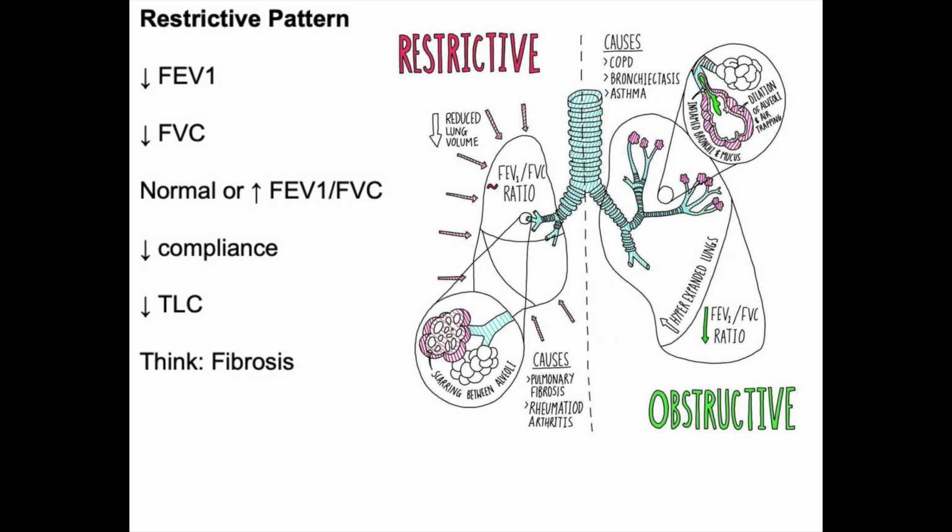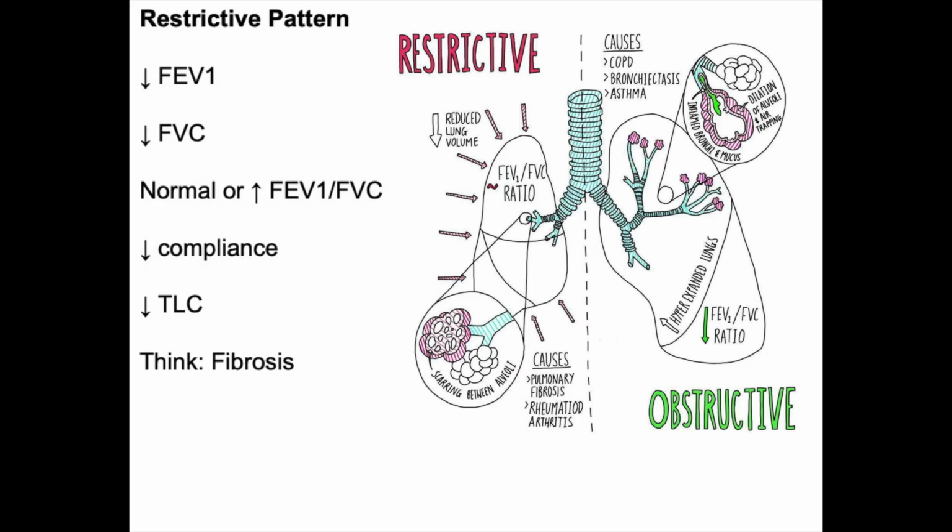Okay, so restrictive disease is fundamentally different. Here the problem is not airflow limitation, it's reduced lung expansion. FEV1 decreases because total lung volume is reduced. FVC also decreases, often proportionally. Because both drop, the FEV1 to FVC ratio is normal or even slightly elevated. Compliance decreases, lungs are stiff, TLC decreases, that's the defining feature.